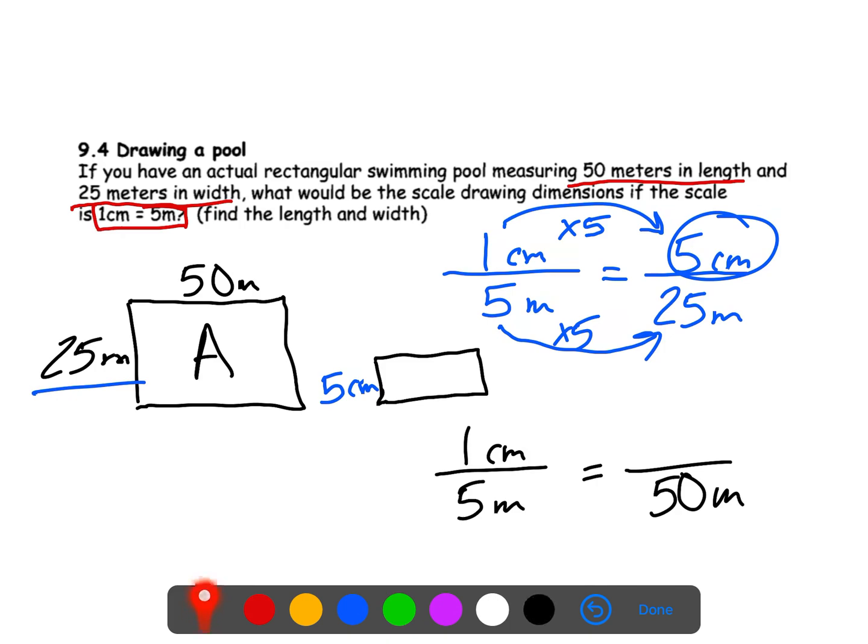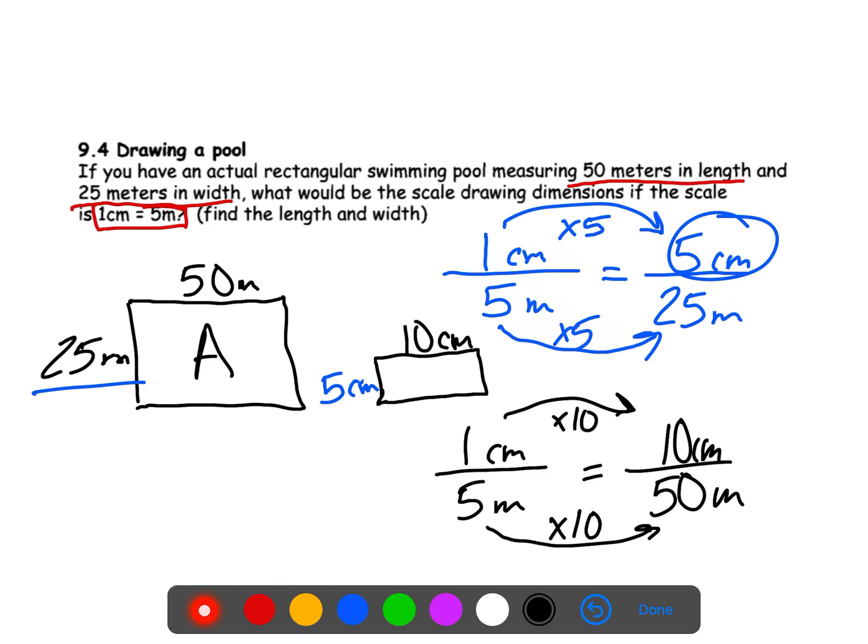And keeping those lined up is very important. So keeping my scale drawing measurements on top, my actual, in this case, pool measurements on the bottom. And now how did those change? Well, 5 to 50 became 10 times greater. We're always using multiplication here. And I'm going to balance the top as well. So 10 centimeters, just like we predicted, would be the length of the drawing.